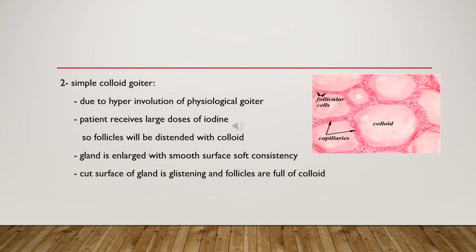Simple colloid goiter. Due to improvement of the deficiency, patients receive large doses of iodine, so follicles will be distended with colloid. The gland is enlarged with a smooth surface and soft consistency. The cut surface of the gland is glistening, and the follicles are full of colloid.